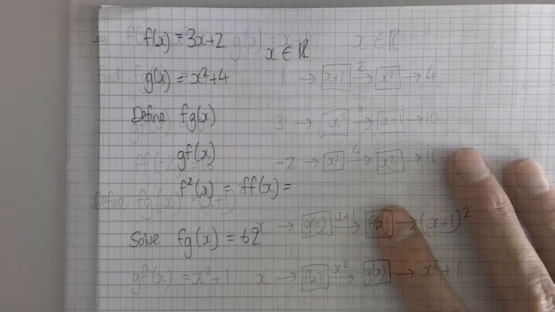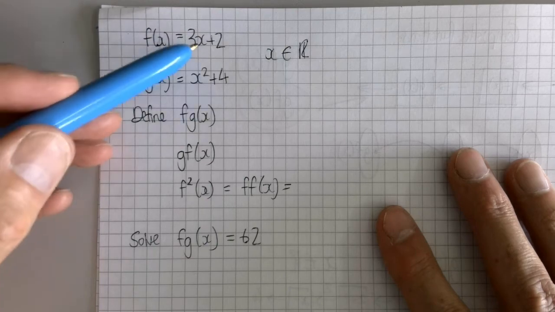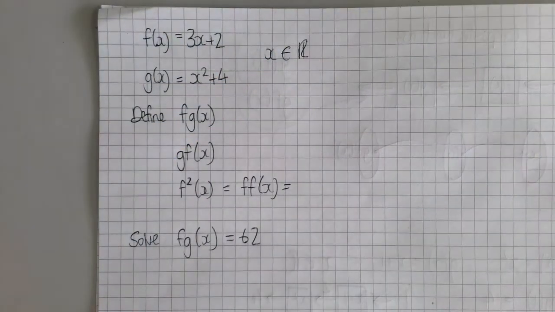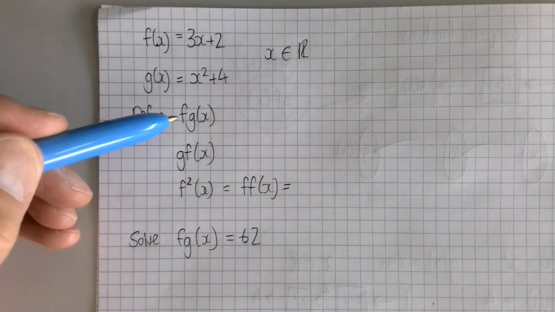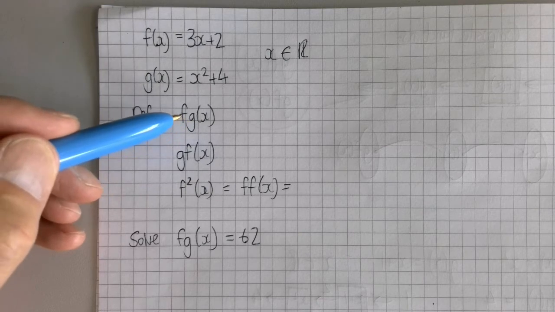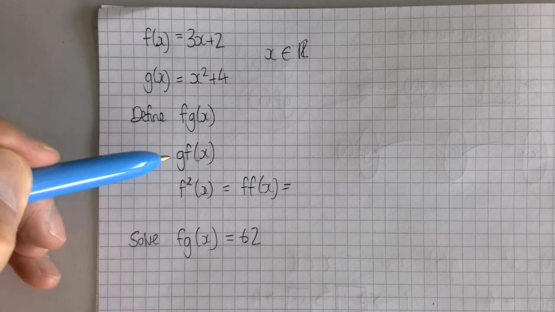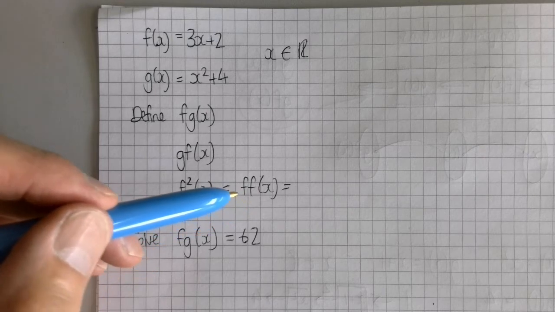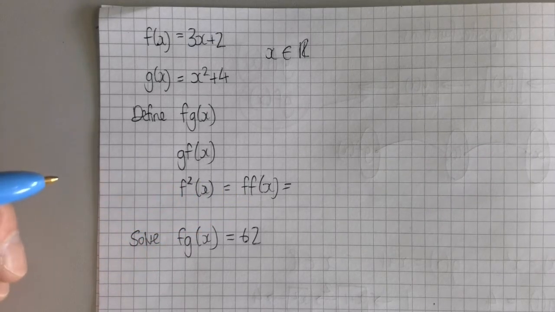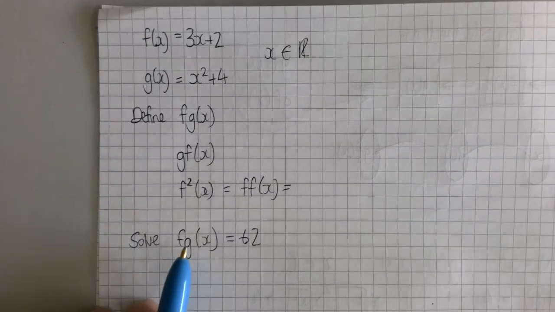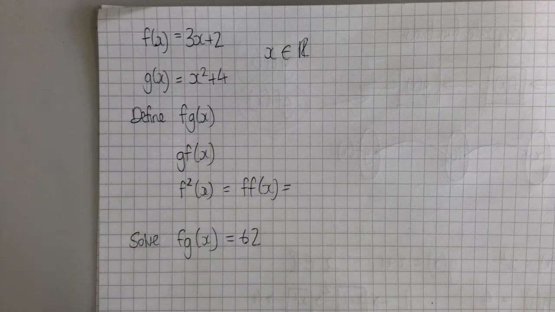Let's have a look at another example. Okay, two more functions. Again, fairly straightforward. x can be any value in either of them. So have a go at defining fg of x. So we're not putting a number in, we're putting an x in. Remember, x is going to go into g first and then f. And then gf of x, and then f squared of x, which is the same as ff of x. That's x going into f, and then into f again. Hopefully you'll be able to do that fairly simply. And then we've got an equation to solve. We're going to go through that one in just a moment. Pause and have a go.